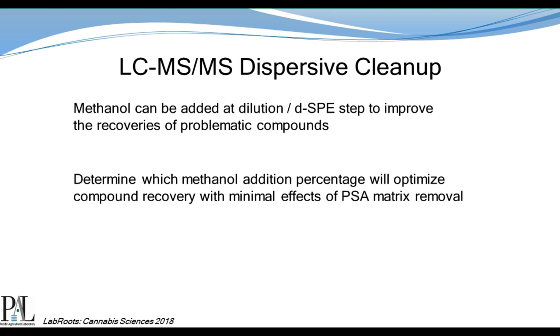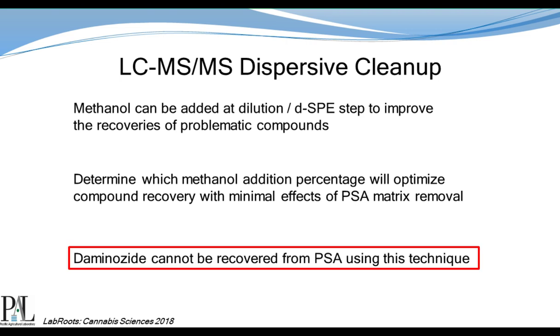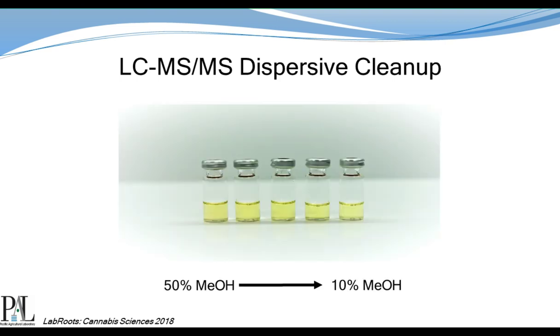What we've come up with is that you can add methanol at the dilution DSPE cleanup step to improve the recoveries of those compounds. The question is, how much methanol do you need to add to get those compounds back off the PSA, but not start bringing the matrix along with it? And just a note, and it's a very important note: it doesn't matter what you do, you're not going to get diminozide back off the PSA. So if that is something you're required to do, you're going to have to do a pre-cleaned analysis, determine diminozide, and then you can proceed with this if you'd like to.